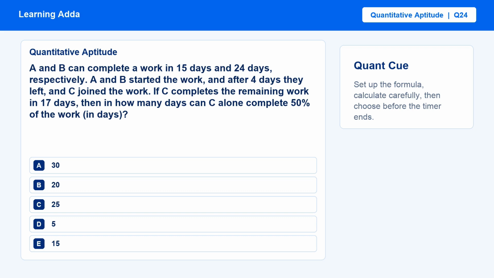Question 24. A and B can complete a work in 15 days and 24 days, respectively. A and B started the work, and after 4 days they left, and C joined the work. If C completes the remaining work in 17 days, then in how many days can C alone complete 50% of the work, in days? Option A, 30. Option B, 20. Option C, 25. Option D, 5. Option E, 15. The timer starts now.